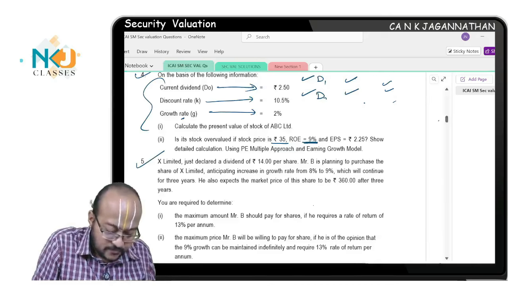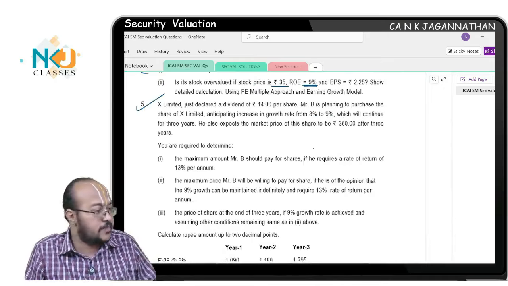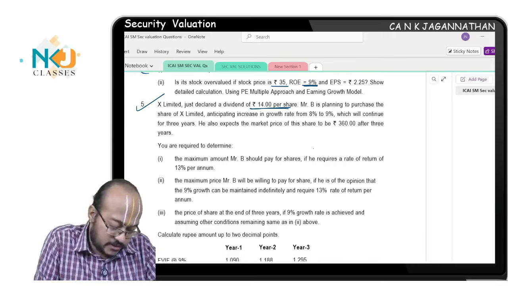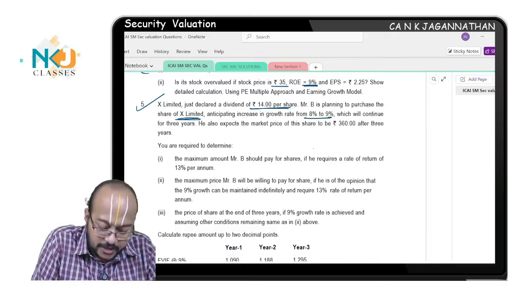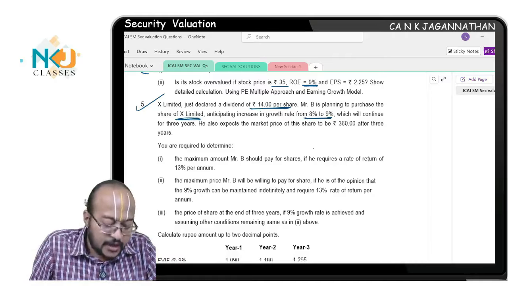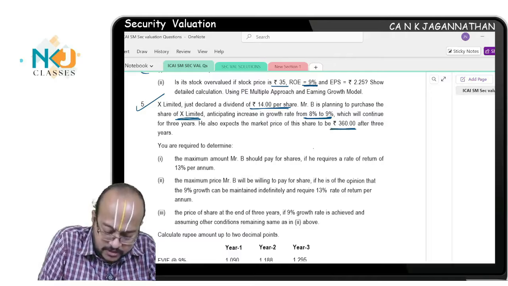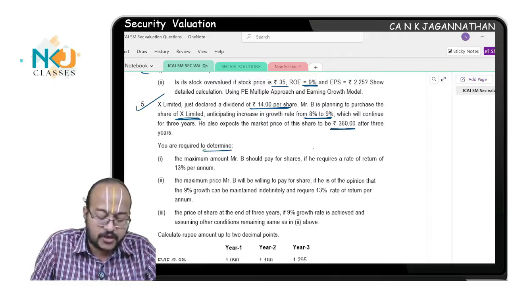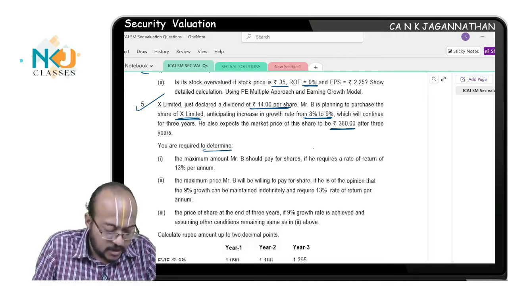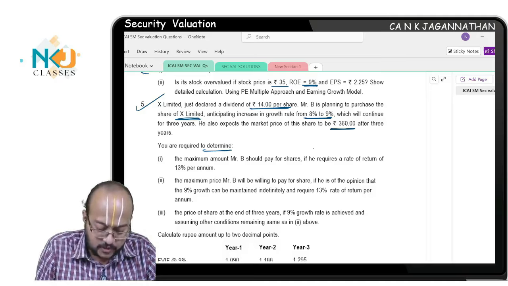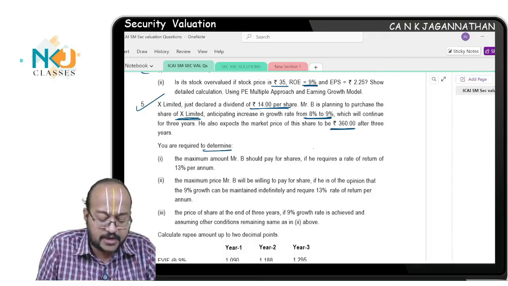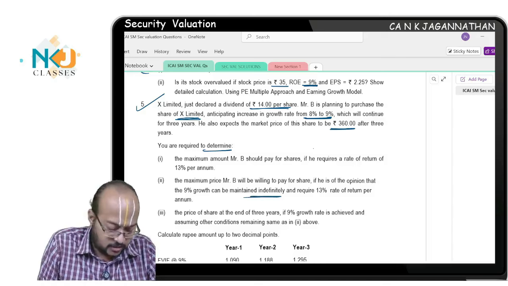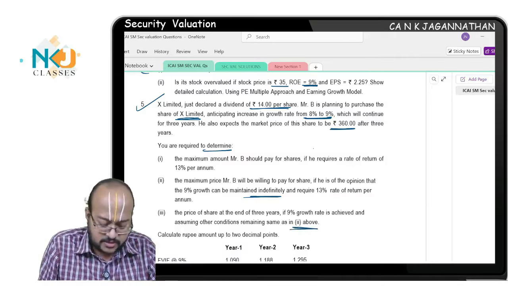Question number 5. X Limited just declared a dividend of 14 per share. Mr. B is planning to purchase the share of X Limited, anticipating an increase in growth rate from 8 to 9%, which will continue for 3 years. He also expects the market price of this share to be 360 after 3 years. You are required to determine the maximum amount B should pay for the shares if he requires a rate of return of 13% per annum. The maximum price B will be willing to pay for the share, if he is of the opinion that 9% growth can be maintained indefinitely and requires 13% rate of return per annum, is the price of share at the end of 3 years if 9% growth rate is achieved and assuming other conditions remain same as above.